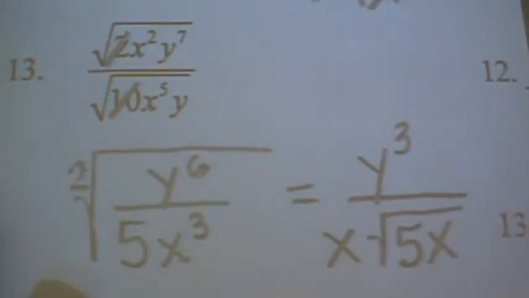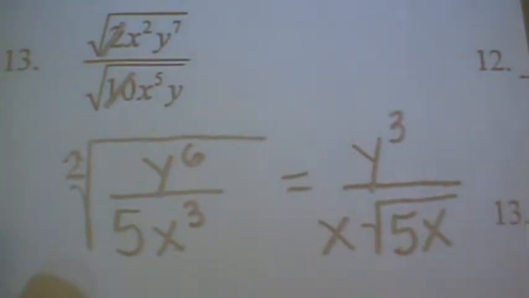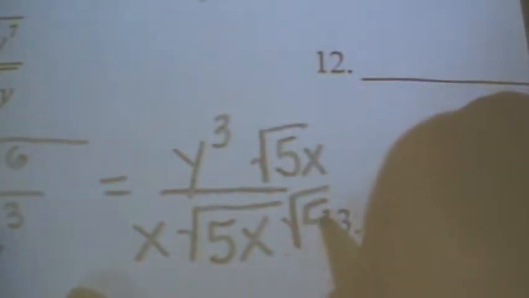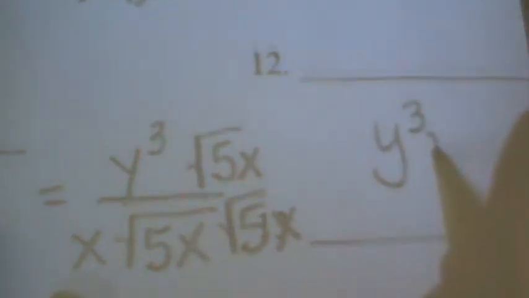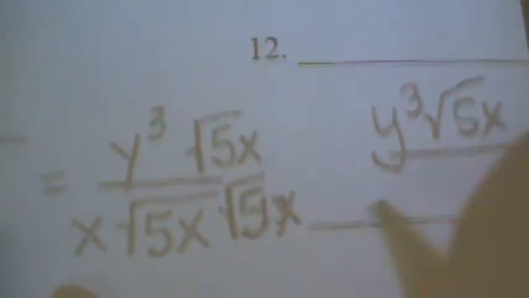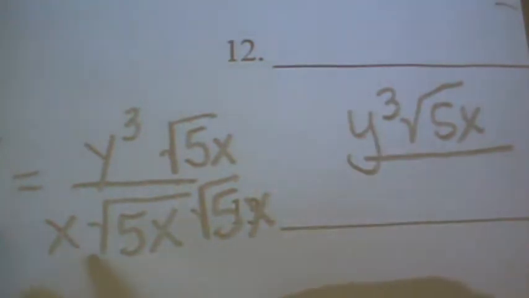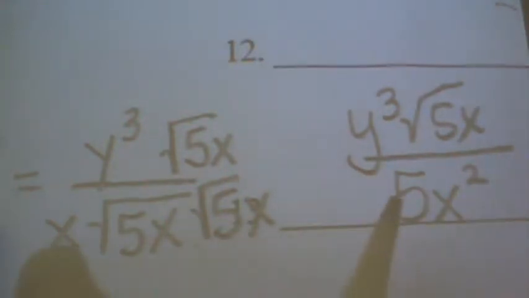5. Now, what's wrong with this answer? You've got a radical on the bottom, so you're going to multiply by root 5x over root 5x. So your answer is y cubed root 5x over, see if you know what is left on the bottom. 5x squared. You have an x here, but you have an x here. 5x squared.